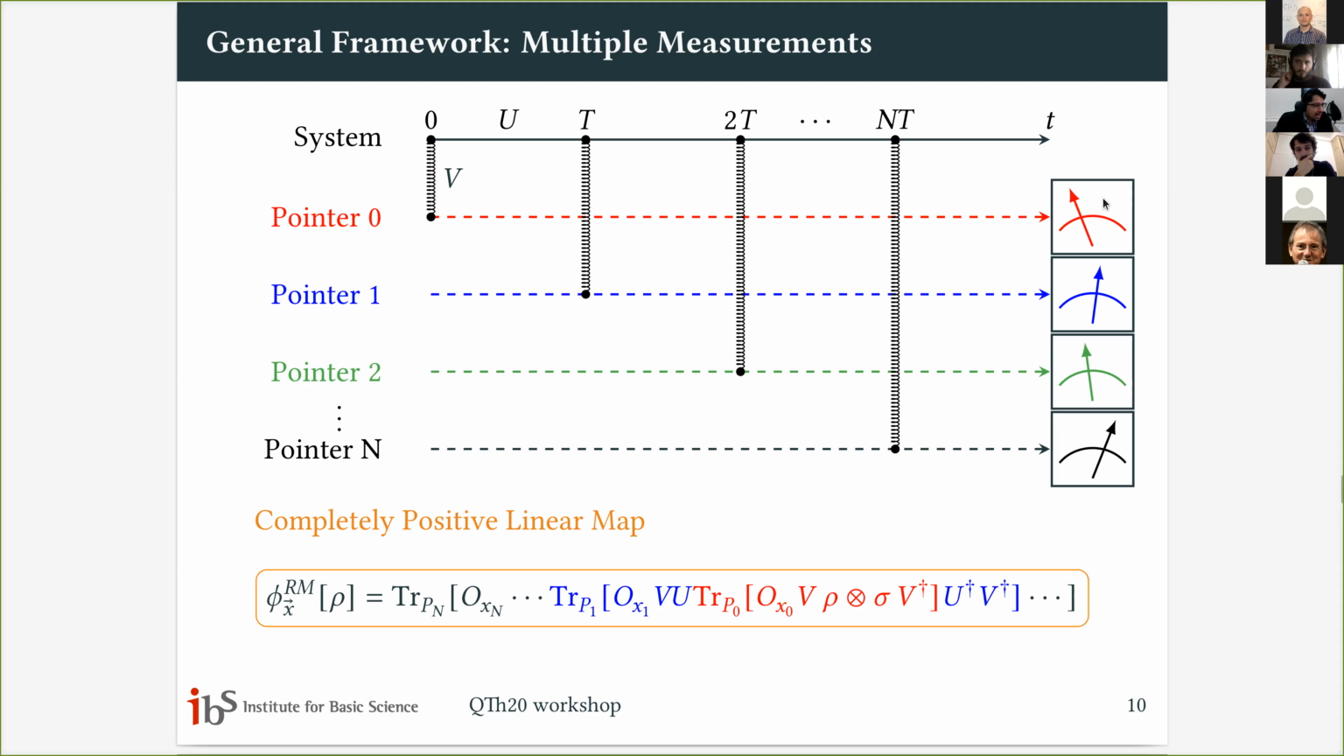And the fact that you're measuring it out is reflected in this completely positive map, because you see this O of x0, which was the projected measurement of the pointer. So depending on the pointer number, whether it's 0, 1, 2, or n, you see this basically projected measurement on the pointer.